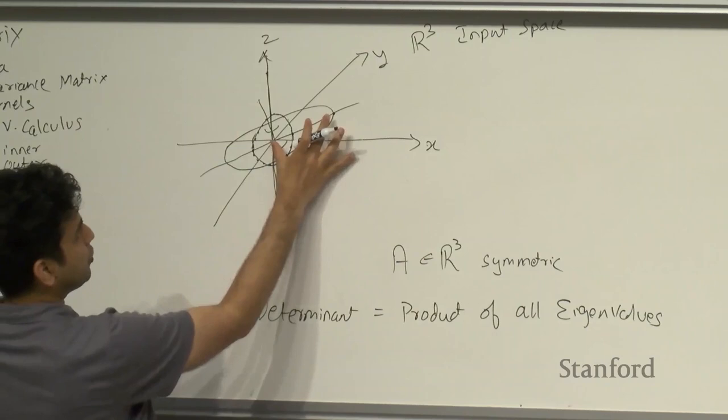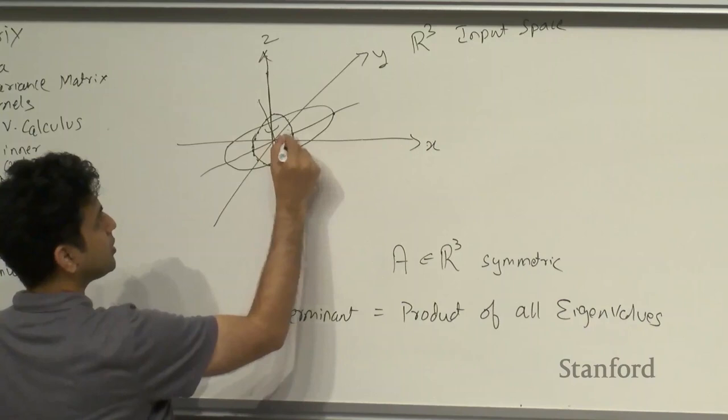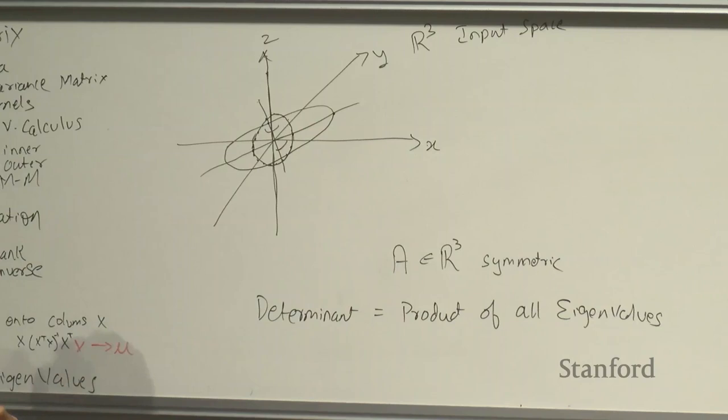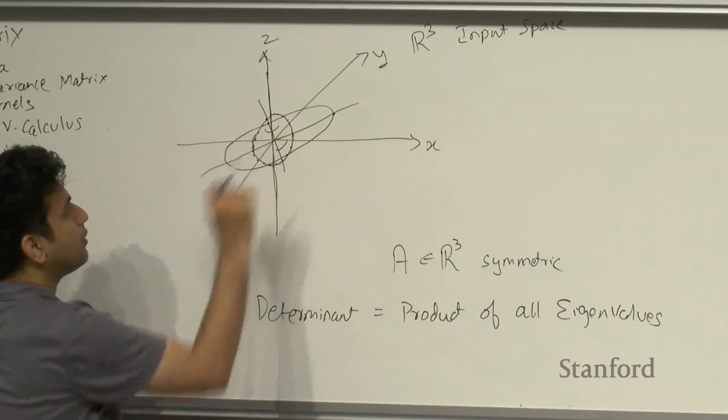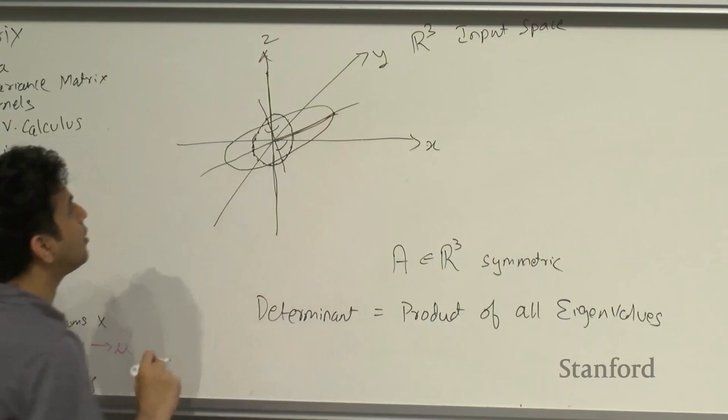the ratio of the principal distance to this distance is one eigenvalue. The ratio of this distance to this distance is another eigenvalue, and so on. And it so happens that the product of all the lengths of these half diameters of the different axes of an ellipsoid is also the volume of the ellipsoid.